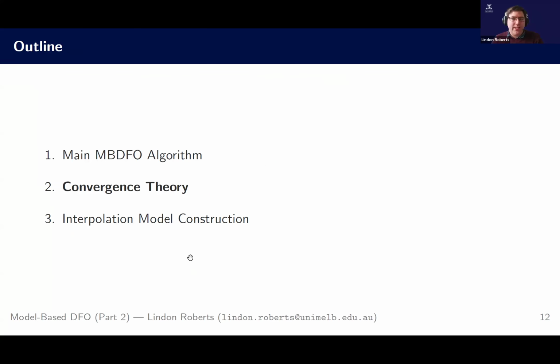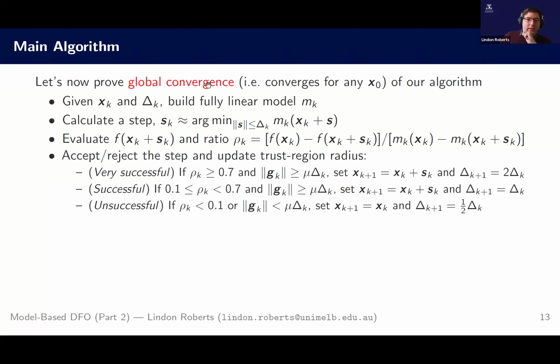Okay, so that's our algorithm. We've got our step calculation in some way, but it just provides sufficient decrease. We've got our algorithm with fully linear models and our criticality check. So for the next part, I'm going to prove that this works, prove that this converges. So this is what our algorithm looks like. Again, we're building our fully linear model, calculate the step that achieves Cauchy decrease, evaluate f, calculate our ratio, and update things based on that test.